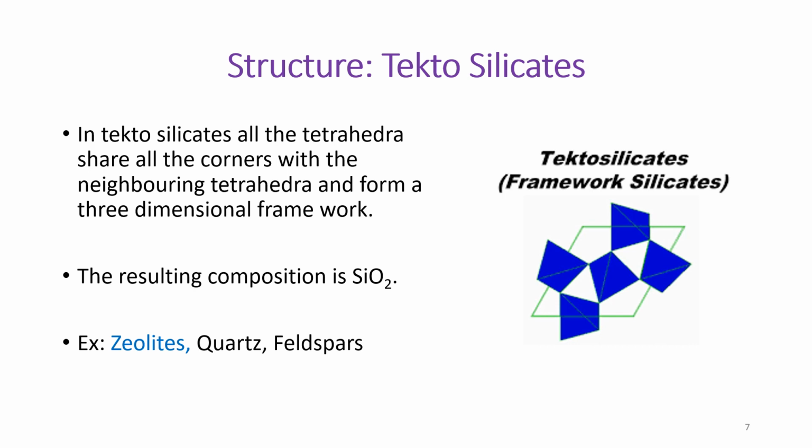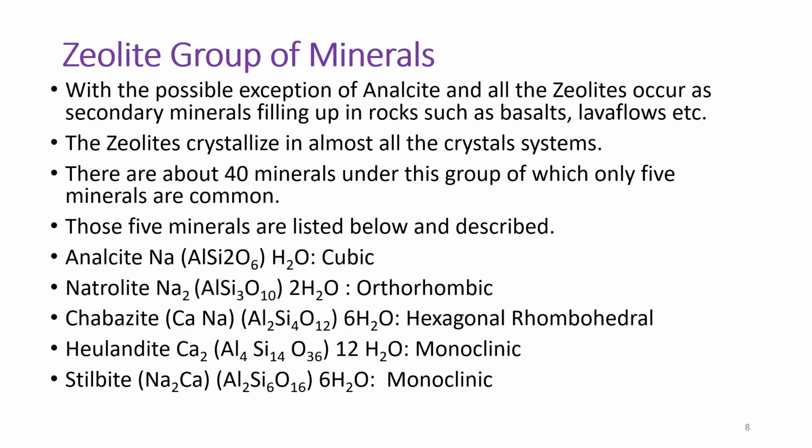Coming to the structure of the zeolite, the zeolites belong to tectosilicates. In tectosilicates, all the tetrahedra share all the corners with the neighboring tetrahedra and form a three-dimensional framework, and that's why these are also known as framework silicates. The resulting composition is SiO2. Excellent examples are the zeolites, and apart from them, quartz and feldspars also belong to tectosilicates. With the possible exception of analcite, all the zeolites occur as secondary minerals, filling up the basalts and lava flows. And they crystallize in almost all the crystal systems.